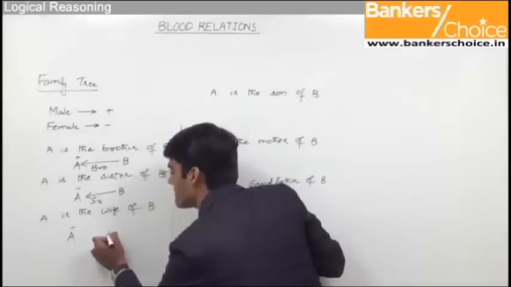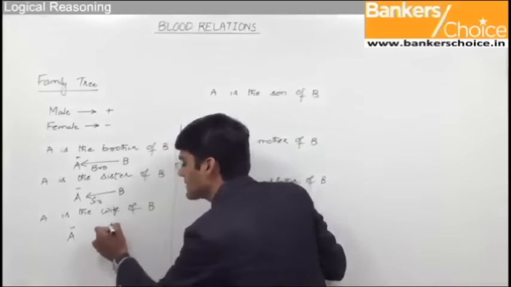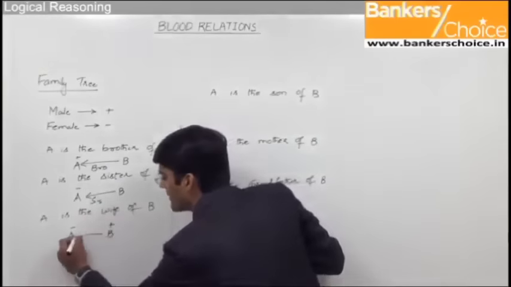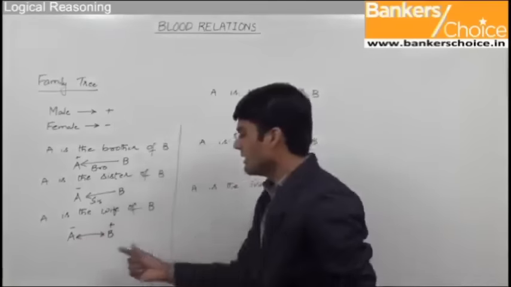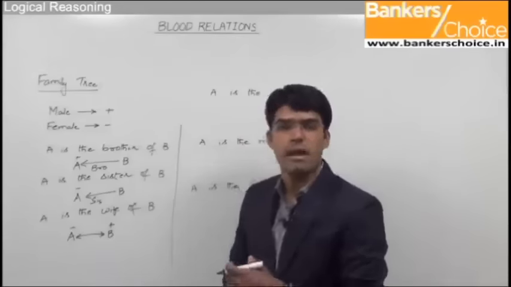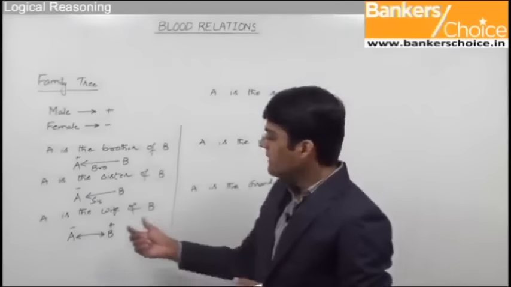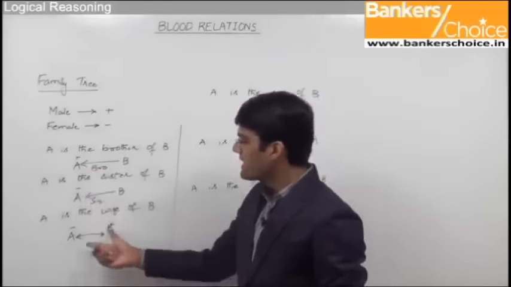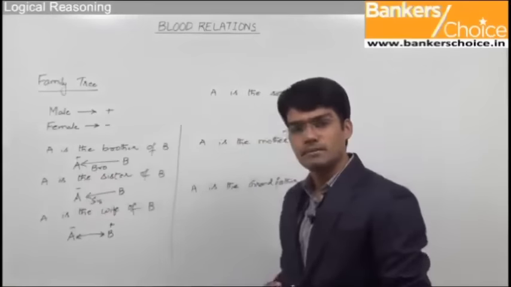So A is a female person, B is a male person, and since this is a married couple, we can have a notation as shown. Here we are using a double-headed arrow, which means that these two persons are married to each other. So in this way we can simplify the given statements with the help of simple diagrams.